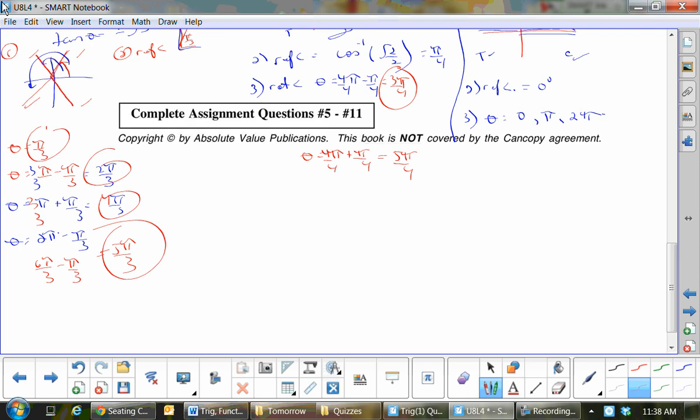Okay, so we are doing 1 to 5 A, C, E, dot, dot, dot, and 6 to 11.